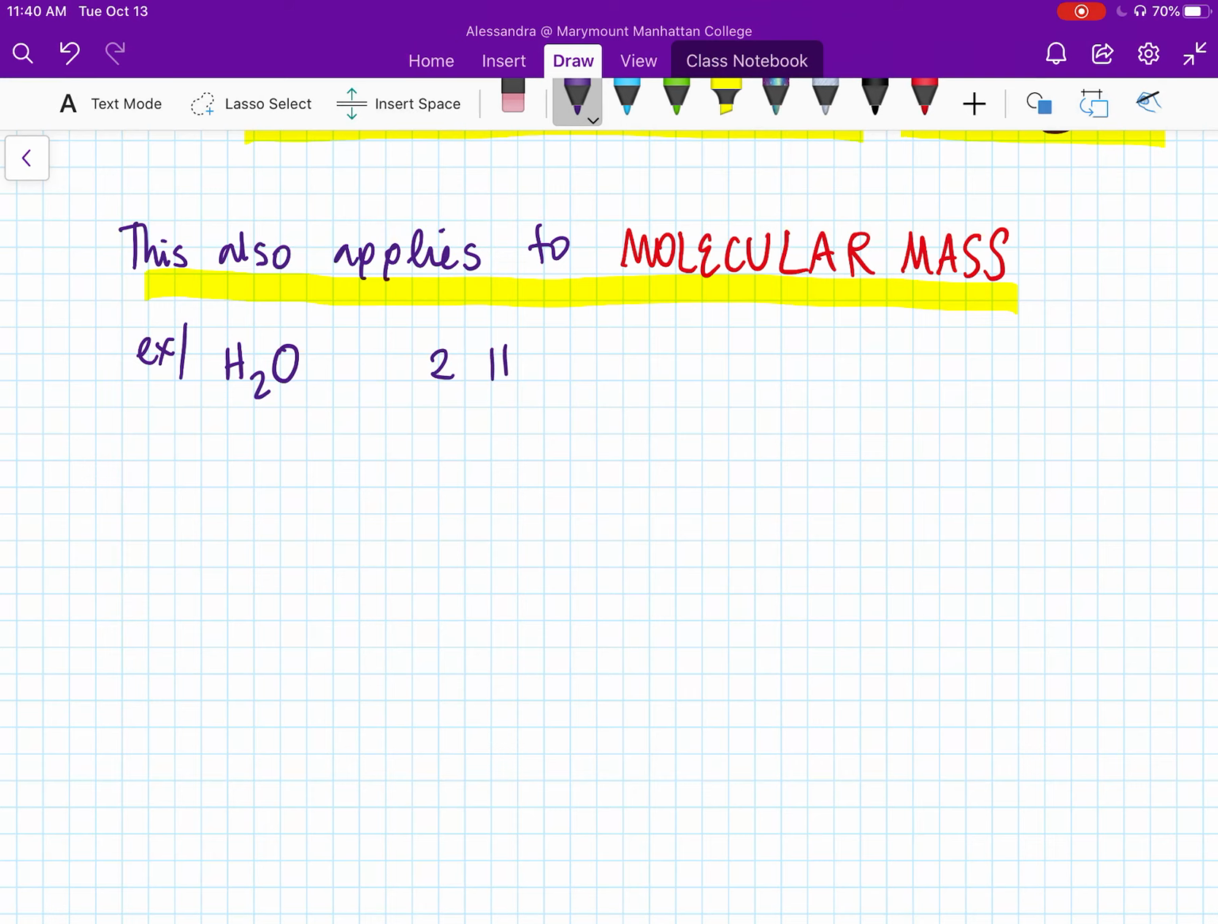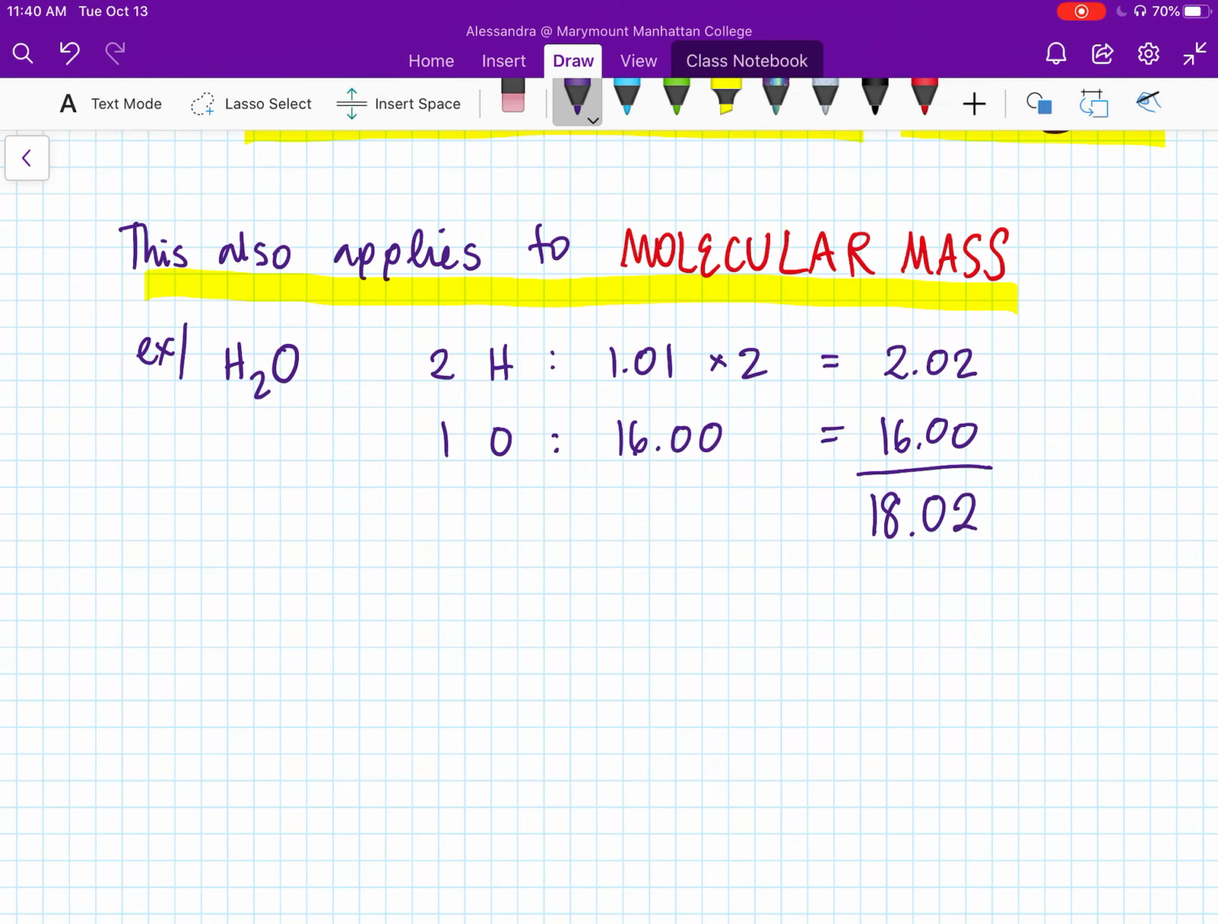Let's take water, and this is just to review. Water has 2 hydrogens and 1 oxygen, and each hydrogen has an atomic mass of 1.01. So there are 2 of them. Each oxygen has an atomic mass of 16. So I have 2.02 plus 16, giving me a mass of 18.02 for water. This is molecular mass rather than atomic mass, because we're talking about the water molecule. So this is how we calculate the molecular mass of water, and you can do this for any chemical formula.